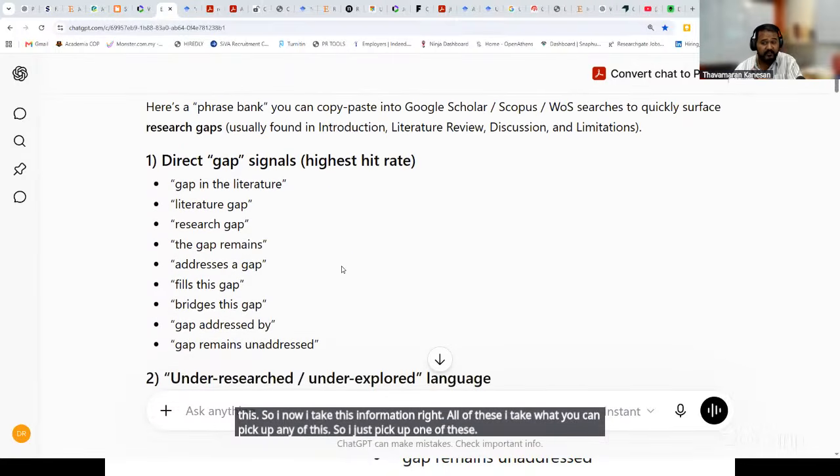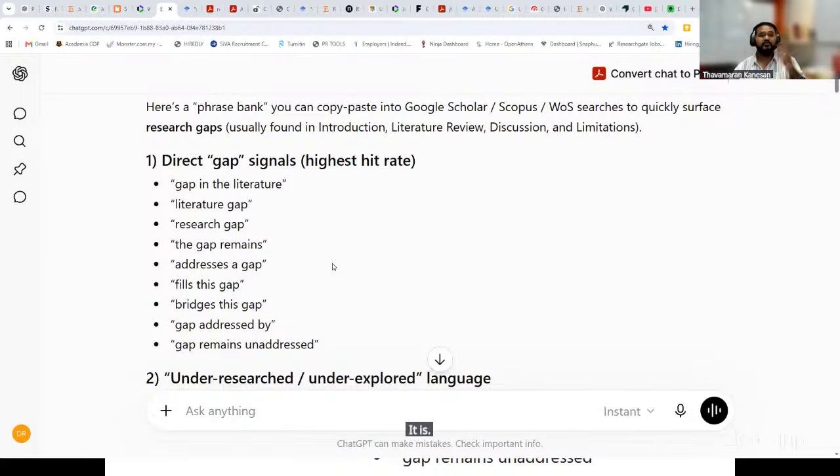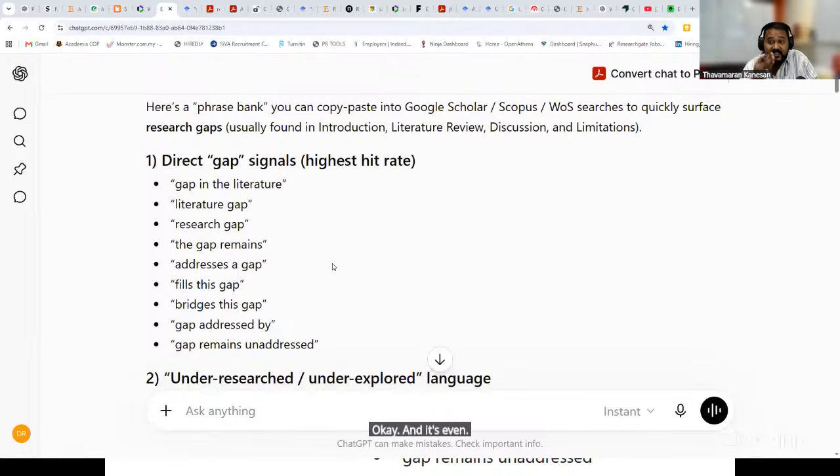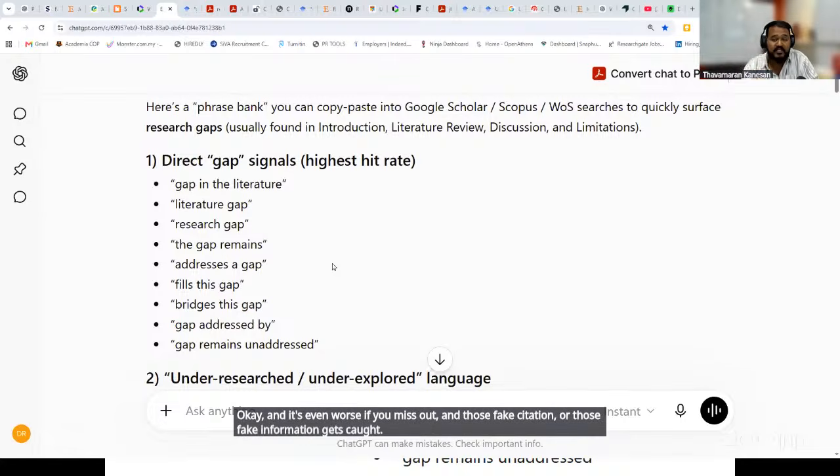It is more work, but it is lesser work than if you prompt, paste everything, open each and every paper, and then try to find whether the information is correct or not. That is an even bigger headache. Imagine you got 200 pages. How long is it going to take you? And it's even worse if you miss out and those fake citations or fake information get caught in one of the journals or get caught in university.